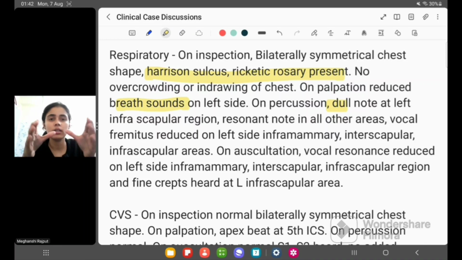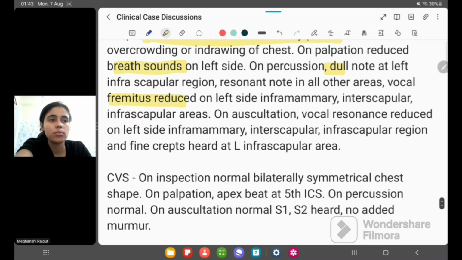The other way is from behind the back: you put your hands in the interscapular region, and check while the thumbs are moving. By these methods, you can check whether the breath sounds are reduced on one side or not. And we have found that it has been reduced. The vocal fremitus has been reduced, which we check by placing the hand in the intercostal spaces on both sides, in the inframammary and interscapular regions, and by auscultation using the stethoscope.